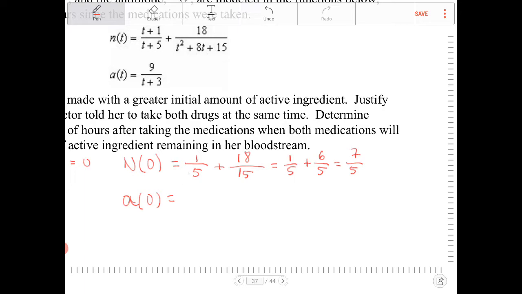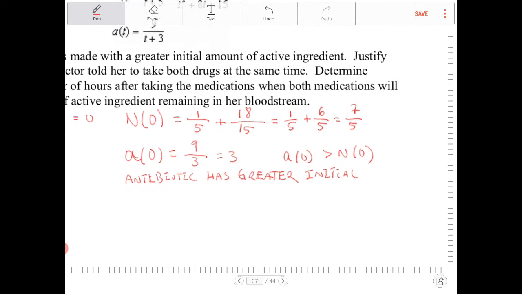And for a of 0, we are going to plug in 0, so it's 9 over 0 plus 3, so it's 9/3, or this is just 3. So looking at this, a of 0 is greater than n of 0. So therefore, we can conclude that the antibiotic has greater initial active ingredients.